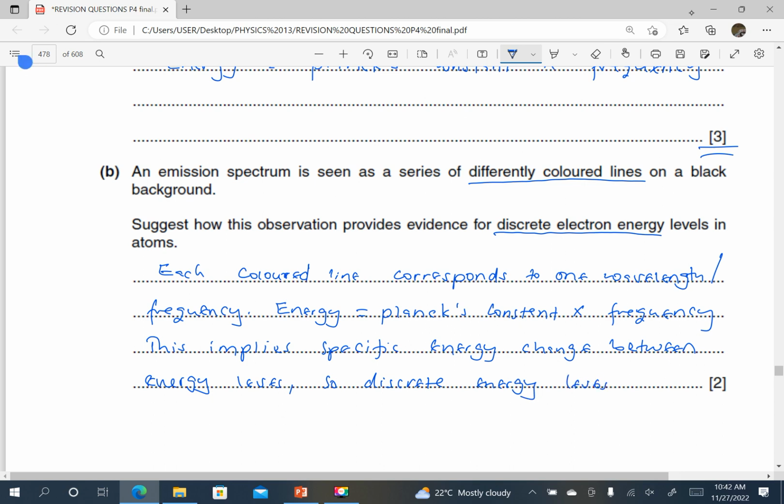Because energy is Planck's constant times frequency, and yet each colored line represents one frequency, it means that there are specific energy changes that are possible for electrons. There are specific energy changes between energy levels. So, discrete energy levels of electrons.